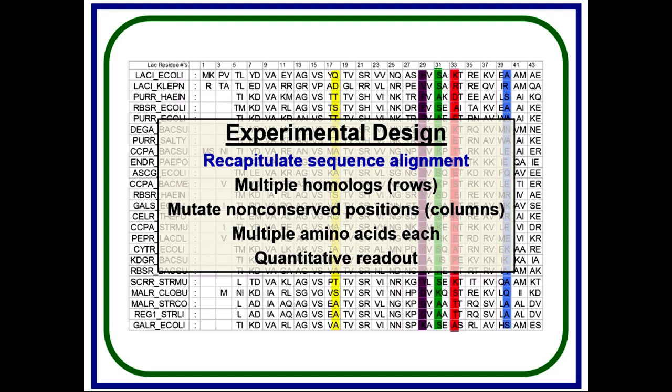We needed to have multiple homologs on which we could do experiments. We wanted to look at the non-conserved positions and make changes at those positions. We wanted to put multiple amino acids at each position, and we needed a quantitative readout that was directly related to functional change. So this design has several technical and interpretation hurdles.